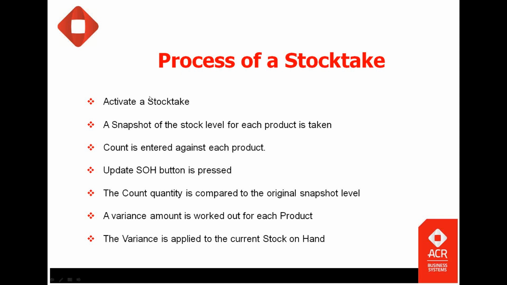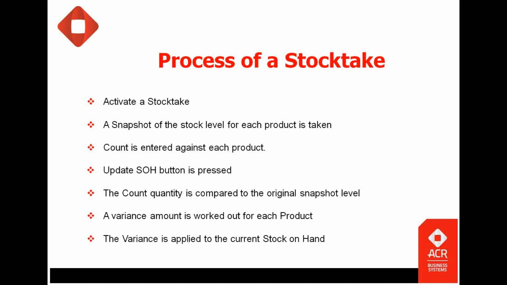So if we were to look at it and you activated a stock take with 10, you do a count and there's 8 counted. If somebody picked up 2 and bought 2 since the count was done, you then press the update stock on hand. It'll have a look and say, right, there's 8 counted, there was 10 originally in stock, I need to do a variance of minus 2.